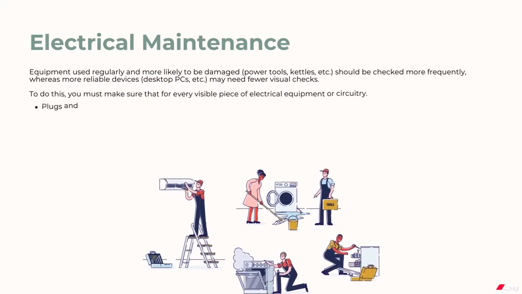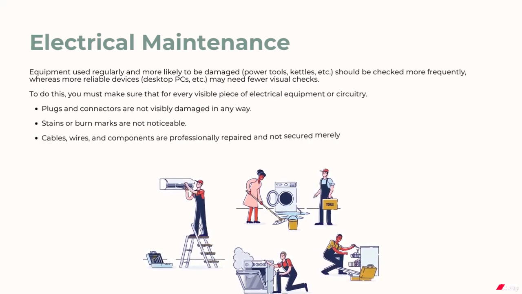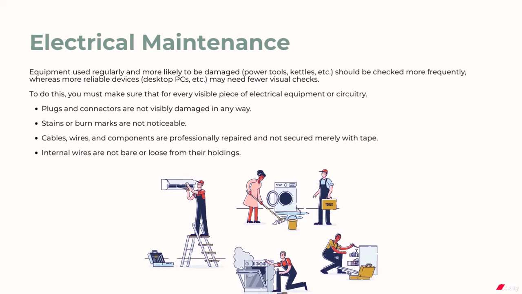Electrical maintenance. Equipment used regularly and more likely to be damaged, such as power tools, kettles, etc., should be checked more frequently, whereas more reliable devices, such as desktop PCs, etc., may need fewer visual checks.